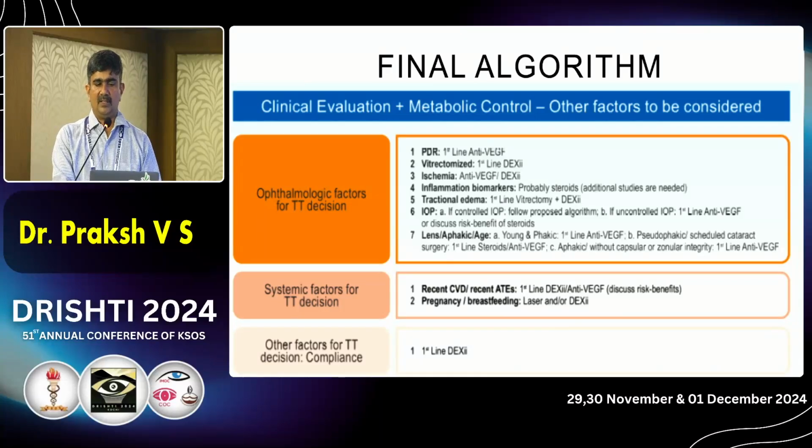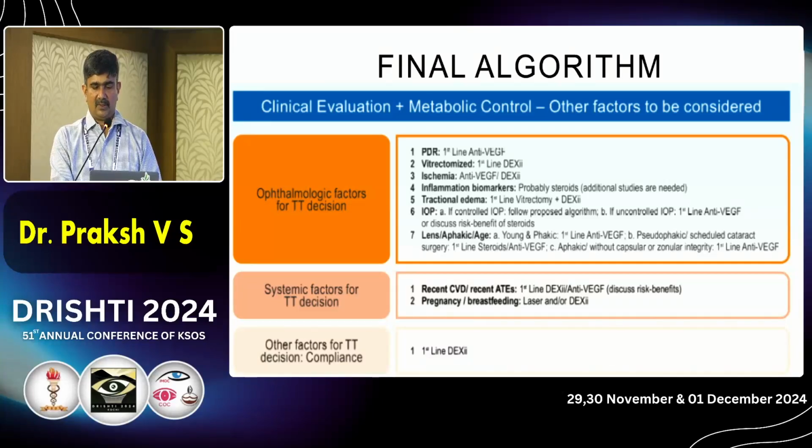If it is ischemic, anti-VEGF or both are going to be poor, but maybe steroid may be better. Inflammatory biomarkers, if they are present, then steroids may be better. Tractional edema, then first line is vitrectomy with intravitreal steroids. And if IOP is a concern, if glaucoma patients, it may be better to go for anti-VEGF injections. And looking at systemic factors, if the patient is having either pregnancy or recent thromboembolic events, then it's better to go with intravitreal steroids.